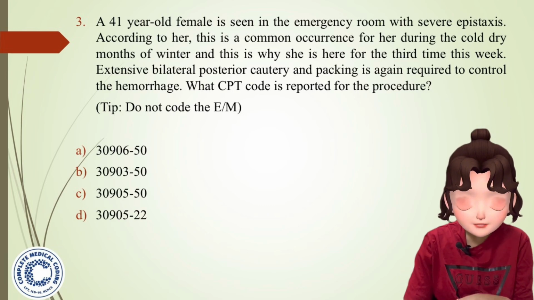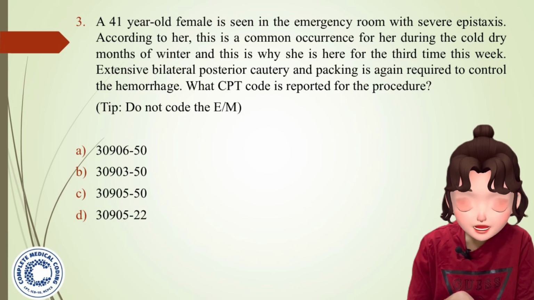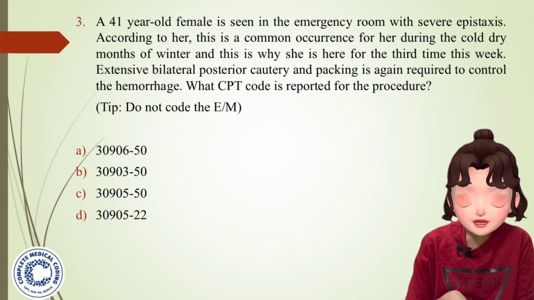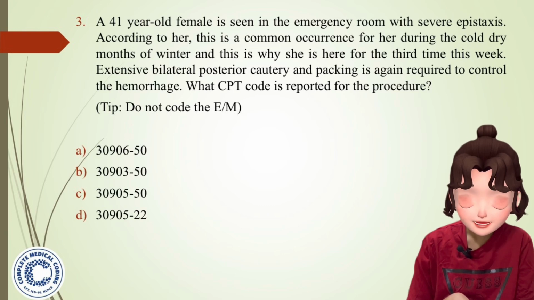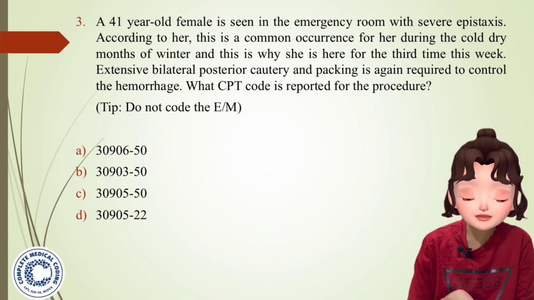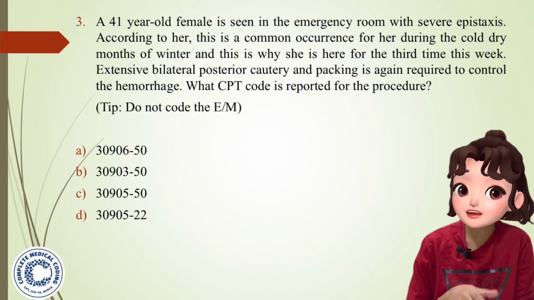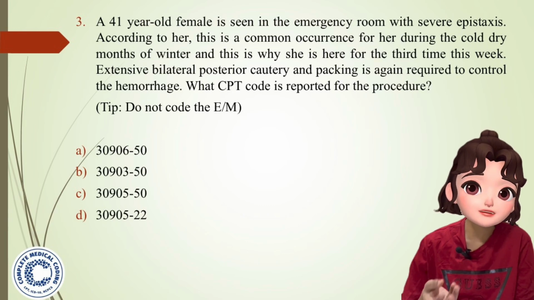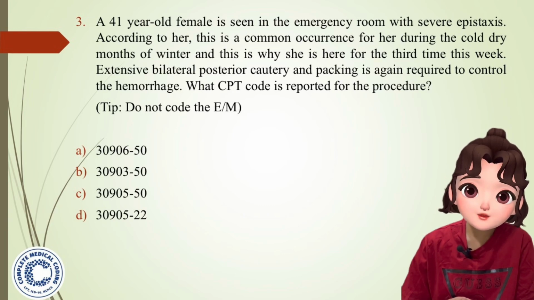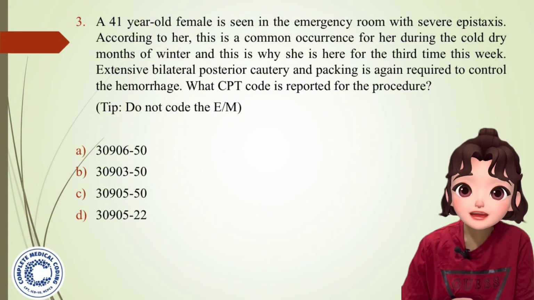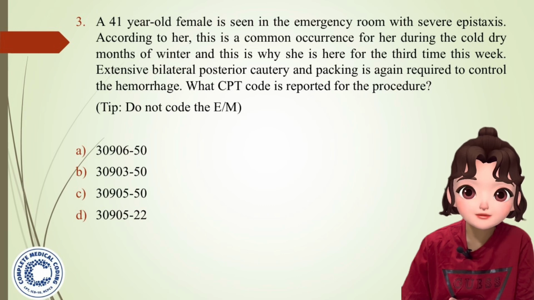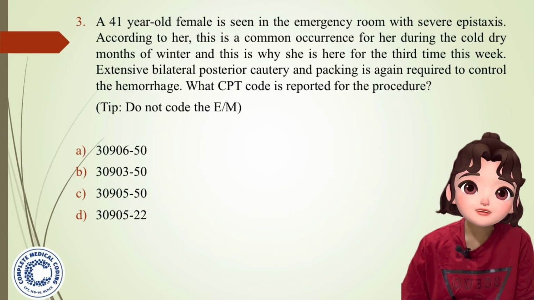30906, the first code. What is 30906? Control nasal hemorrhage posterior with posterior nasal pack and cautery, any method, subsequent. 30905 is initial and 30906 is subsequent. Yes, this is a subsequent visit for the same procedure. That's why it is mentioned third time this week. So it's a subsequent procedure. And it's marked with modifier 50 to show that it is a bilateral procedure. Extensive bilateral is mentioned in the question, so you have to mark it with modifier 50.